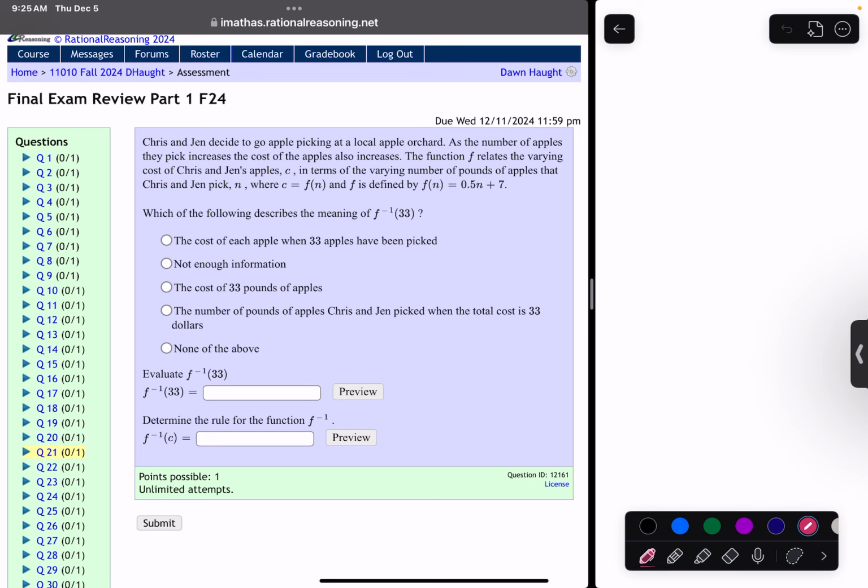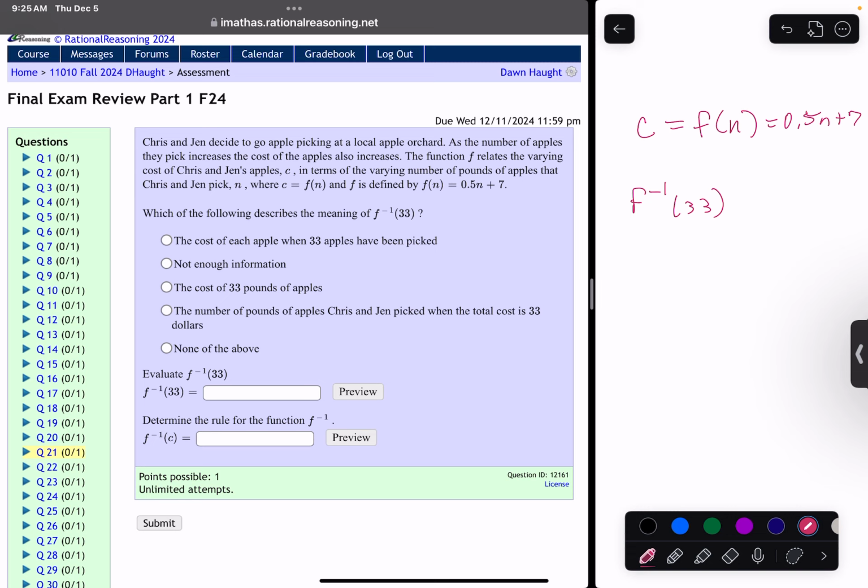It says, Chris and Jen decided to go apple picking at a local apple orchard. As the number of apples they pick increased, the cost of the apples also increased. The function f relates the varying cost of Chris and Jen's apples, C, in terms of the varying number of pounds of apples that Chris and Jen pick, n. So they said that C, the cost, is f of n, which is 0.5n plus 7. So which of the following describes this notation?